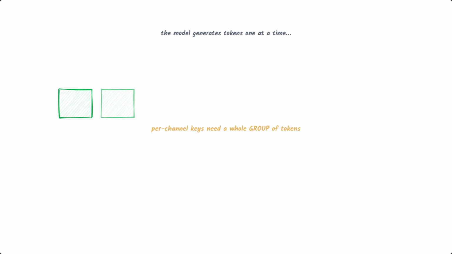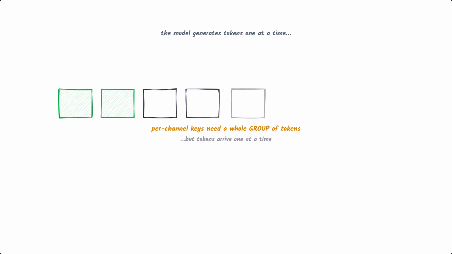Okay, one more piece to make it real. There's one catch. Per channel key quantization needs a whole group of tokens before you can compute its range, but tokens arrive one at a time.